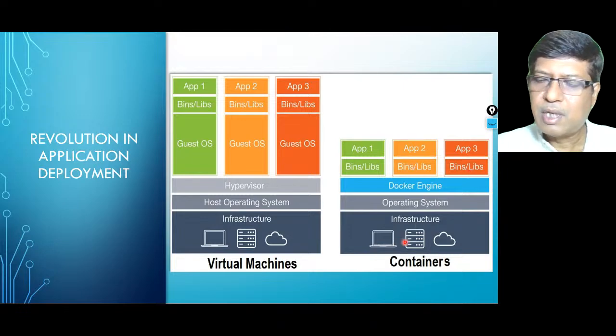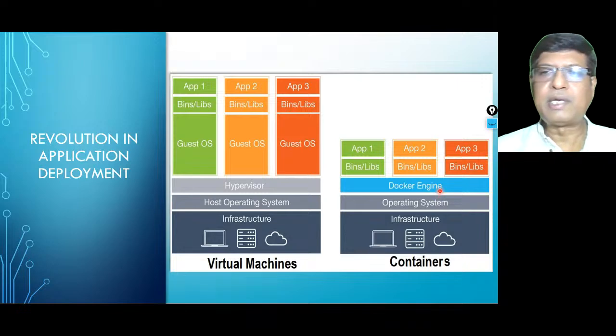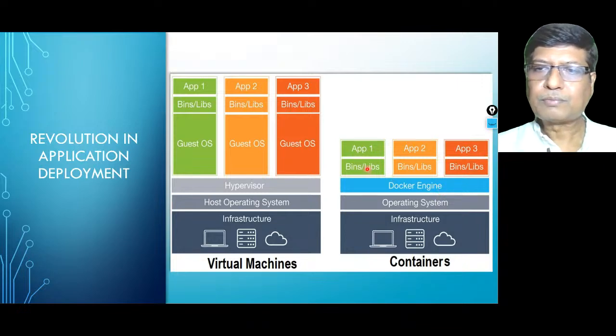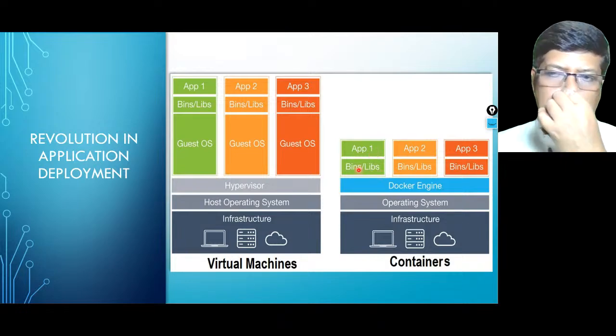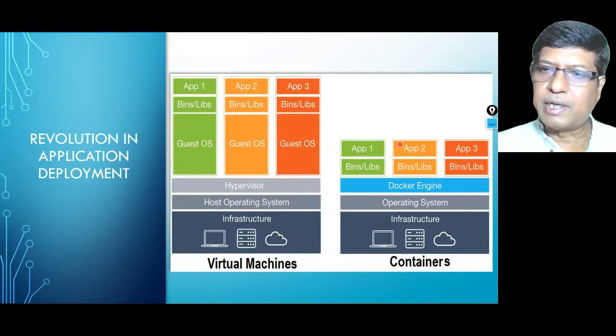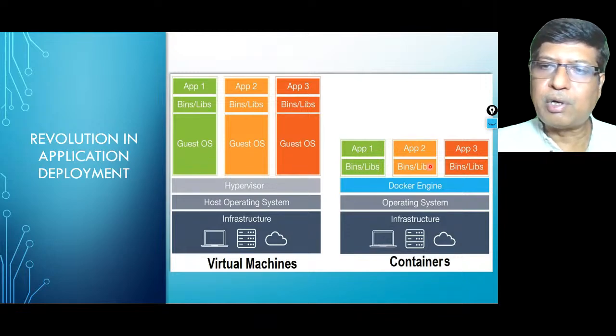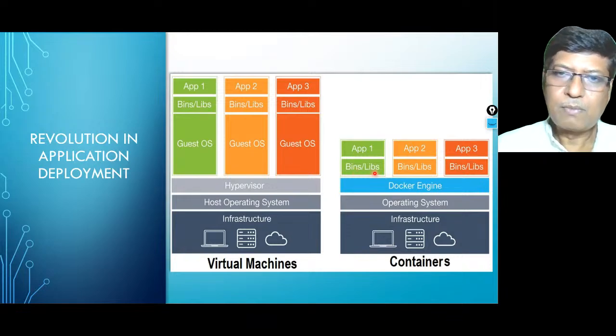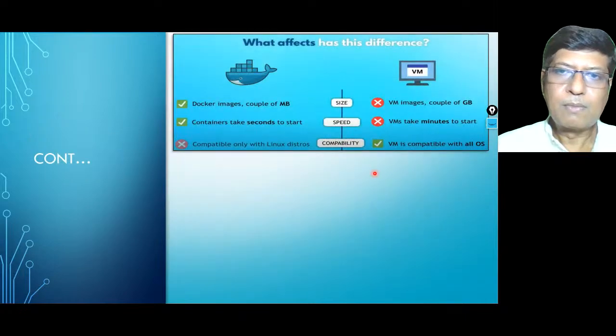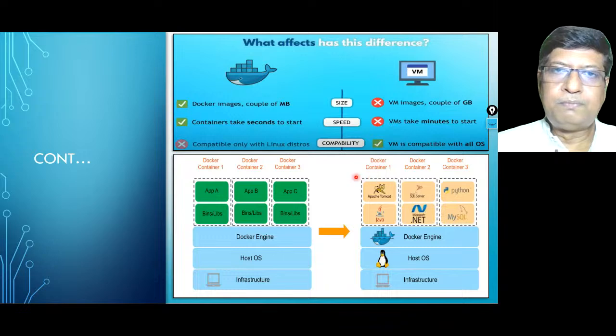You have the infrastructure, you have the host operating system, you have the Docker engine, and therefore you can extract only what is needed, because this is one container. This container is a self-sustained environment where you do not need any operating system to support it. The environment is already built. You have the application and the requisite binaries and libraries. That's all. So what effects does this difference have?